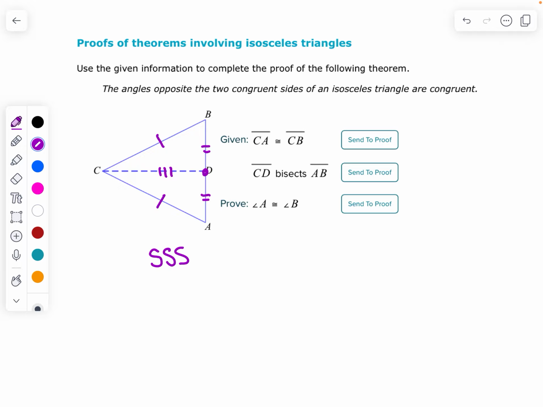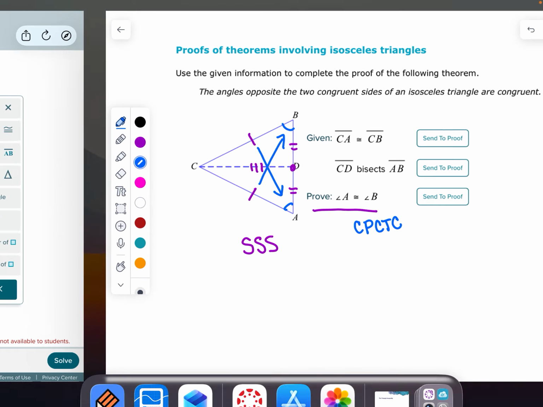And by that situation, you can now prove that A is congruent to B by CPCTC, because congruent parts of congruent triangles are congruent. And this works every single time with an isosceles triangle. Therefore, you know that the opposite sides of congruent sides in an isosceles triangle are always congruent. That's how we're able to always prove that. That's why that theorem always works. So we're going to go ahead and write all that in.